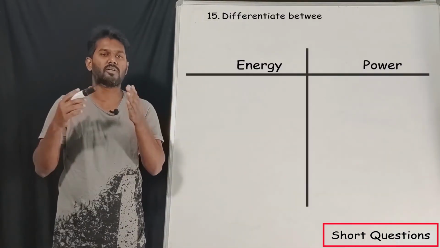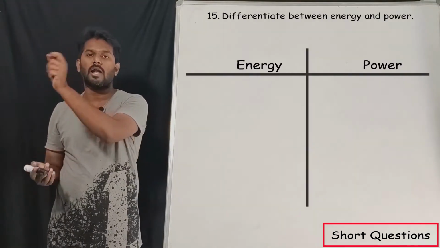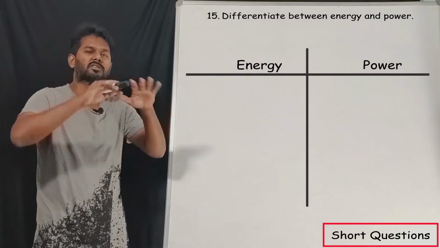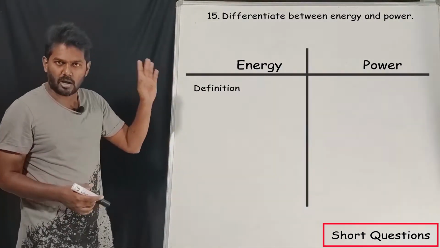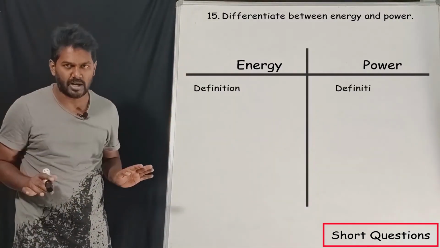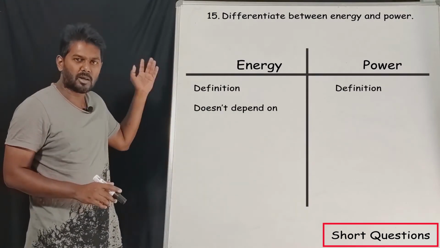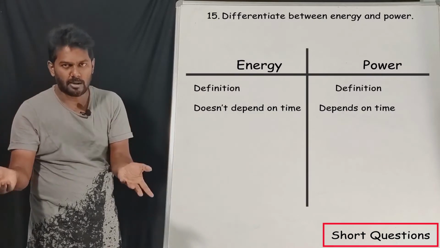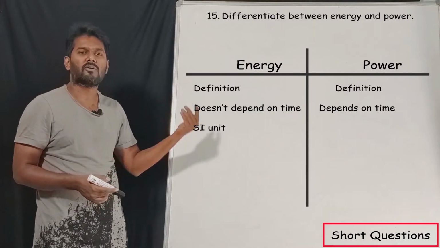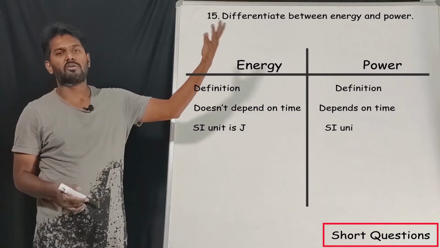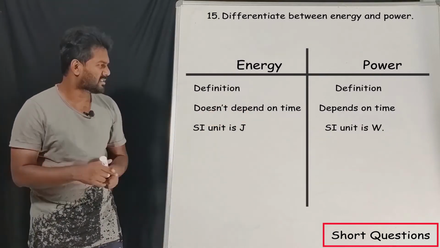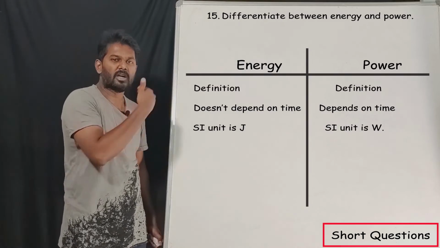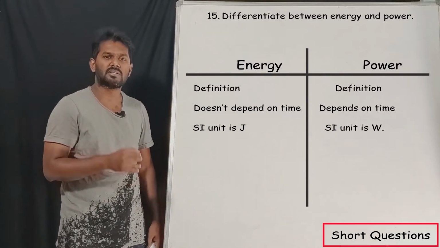Here they are asking for differentiate between energy and power. See, differentiation between work and power and energy and power is almost similar. First point, on both the sides we will write the definition, correct? Second point, you can write energy is independent of time, power depends upon time. Next, the third point, SI unit of energy is joule, SI unit of power is watt. That's it. See, the same thing here. Instead of work done, we are using energy, and the definition is different.